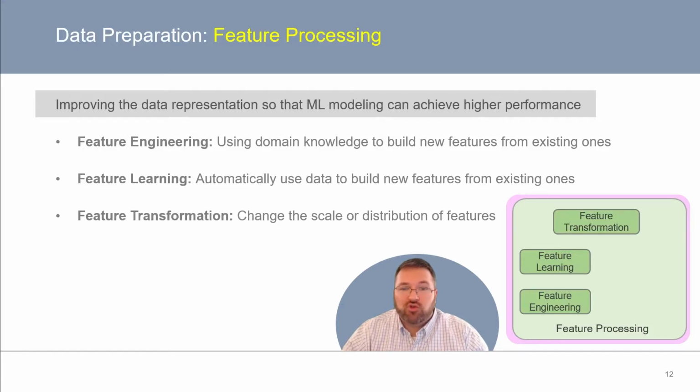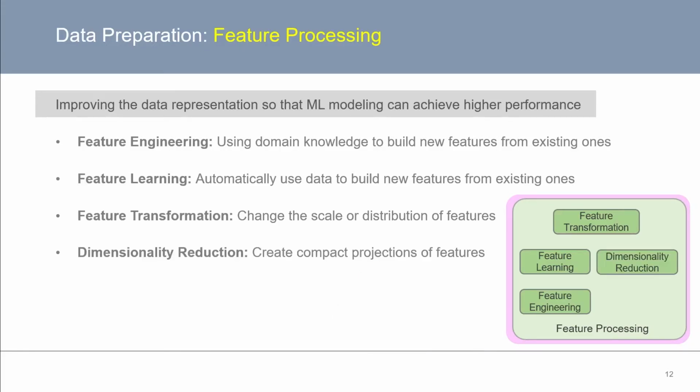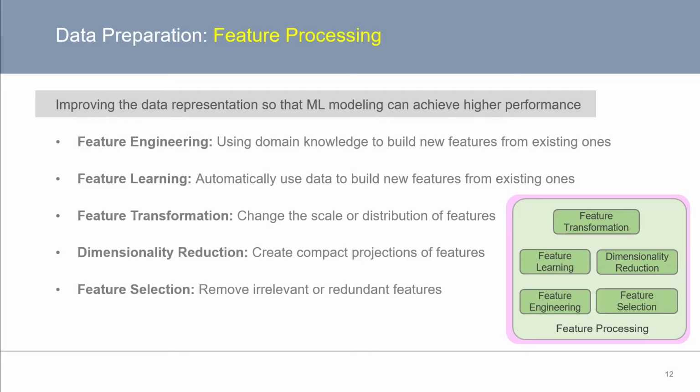Third, there's feature transformation. This seeks to change the scale or distribution of feature values across features. Fourth, there's dimensionality reduction, which seeks to create a compact projection of features from a higher to lower dimensionality. And lastly, there's feature selection. This critical element seeks to remove irrelevant or redundant features from the dataset. Notably, feature selection can be accomplished during either data pre-processing or during modeling itself.